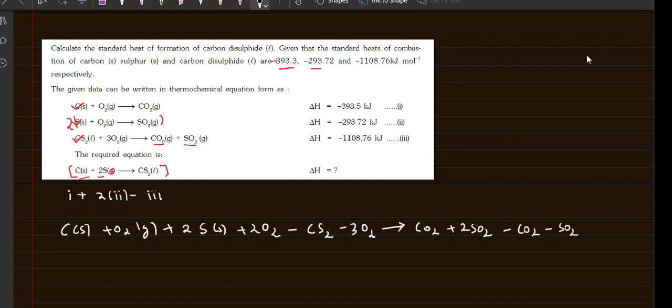Got it, everyone? Now again, the balanced reaction would be 2SO2. Just think about this. The balanced reaction would be 2SO2 now. Okay? So this reaction is not balanced, but you can balance it. So minus 2SO2. Got it, everyone? Tell me, got this? Yes or no? Just message me. Did you get this?